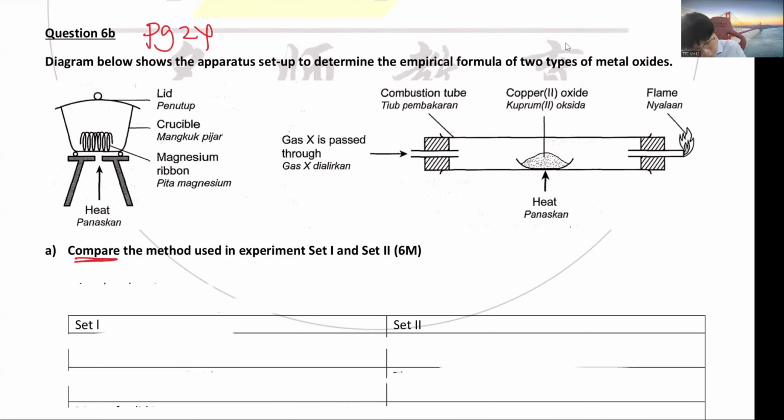Okay, so for the first one, Mg burns with oxygen and becomes magnesium oxide, balance the equation. For this side, copper(II) oxide is heated with hydrogen and it becomes copper plus H2O.